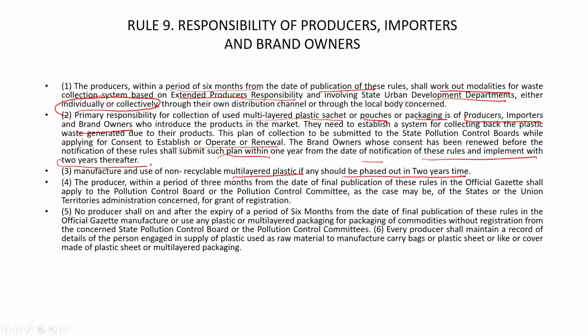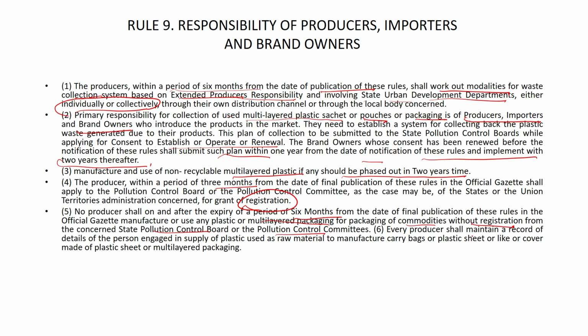The producer, within a period of 3 months from the date of final publication of these rules, shall apply to the Pollution Control Board or the committee, as the case may be, of the states or the union territories administration for grant of registration. Now, registration of their entity is very important. No producer, after the expiry of a period of 6 months from the date of publication of these rules, shall manufacture or use any plastic or multi-layered packaging for packaging of products without registration from the State Pollution Control Board or the Pollution Control Committee.